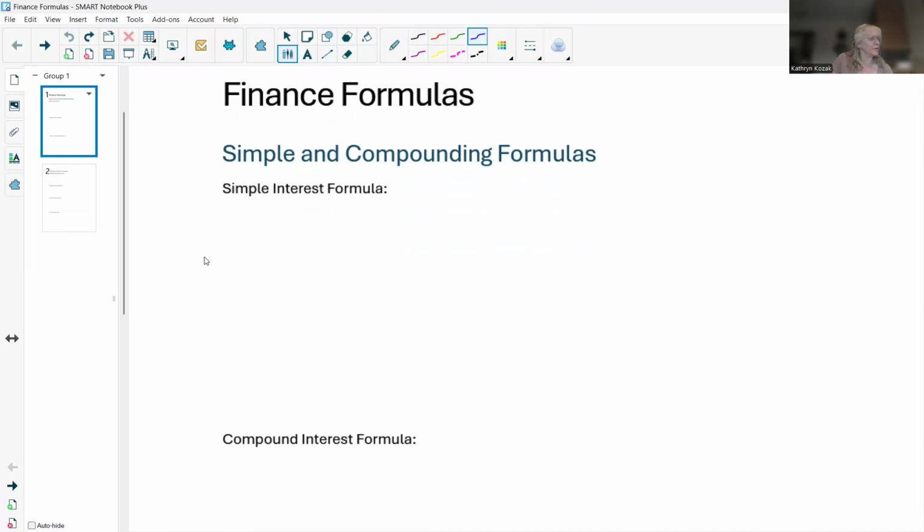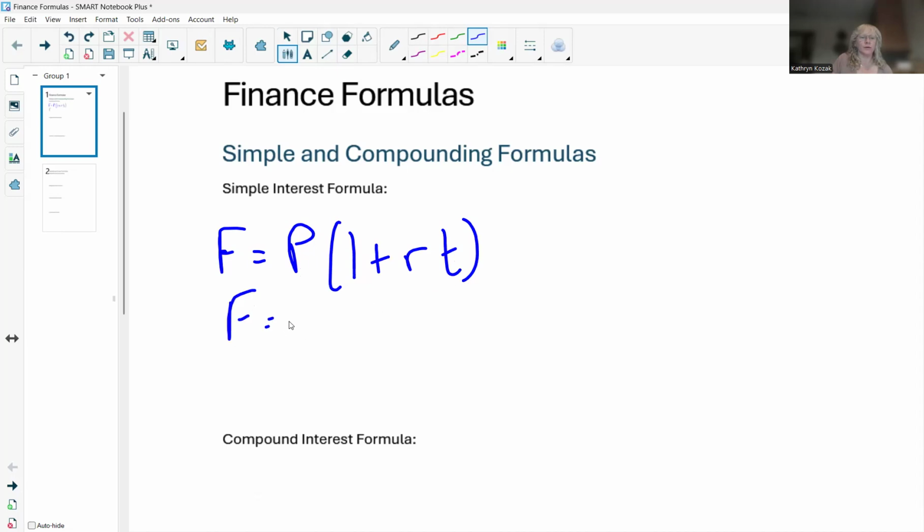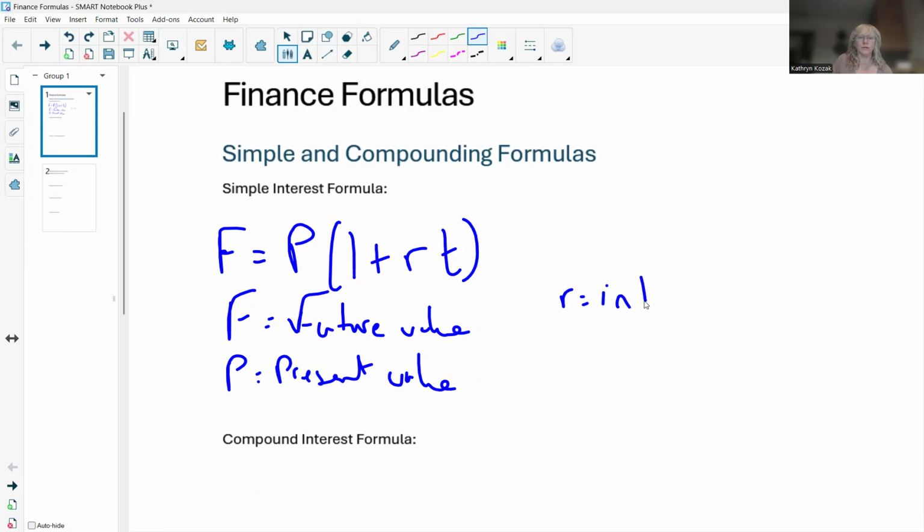The simple interest formula is that the future value, which is F, is equal to the principal, what you start with, times 1 plus R times T, where F is your future value, P is your present value, R is your interest rate, and T is your time. And these same letters will be used throughout, so get used to these same letters.